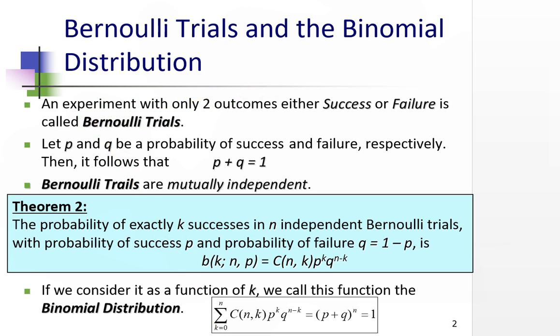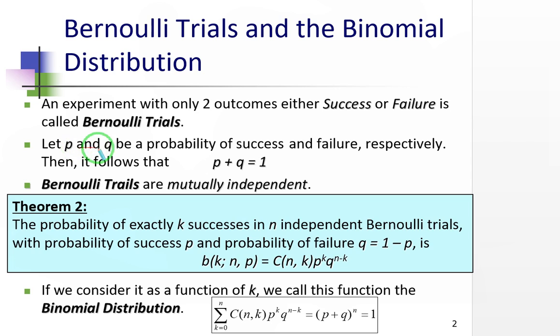So an experiment with only two outcomes, either success or failure, is called a Bernoulli trial. It's just simply a toss. When you are doing a toss in a cricket match, you can be won, you can be lost. So two outcomes, yes and no, simple.